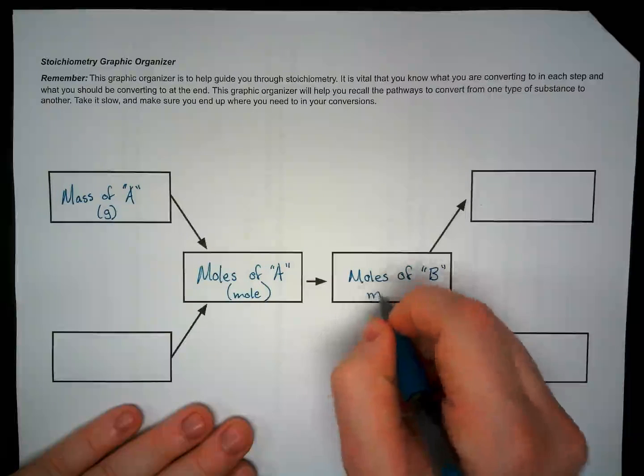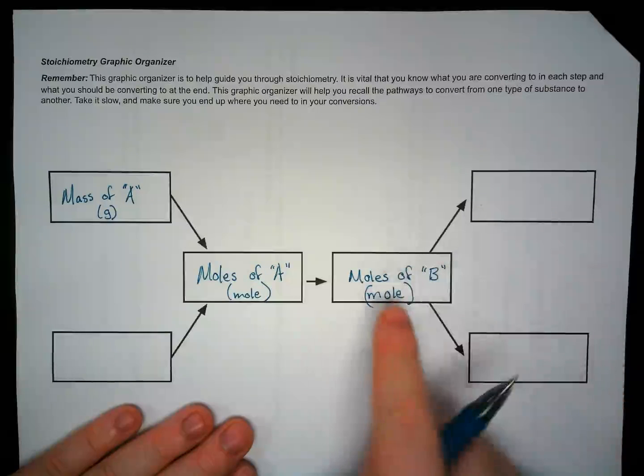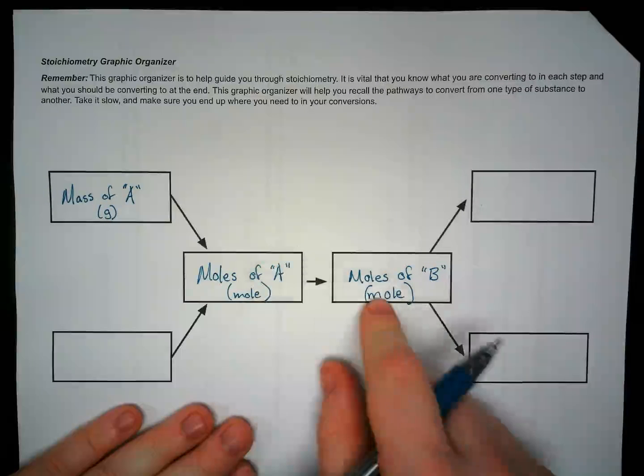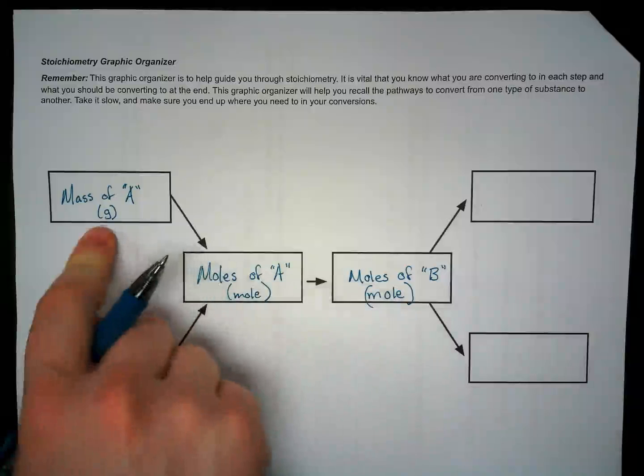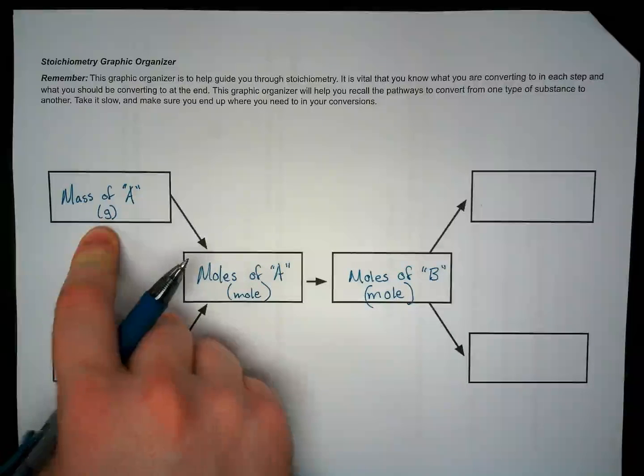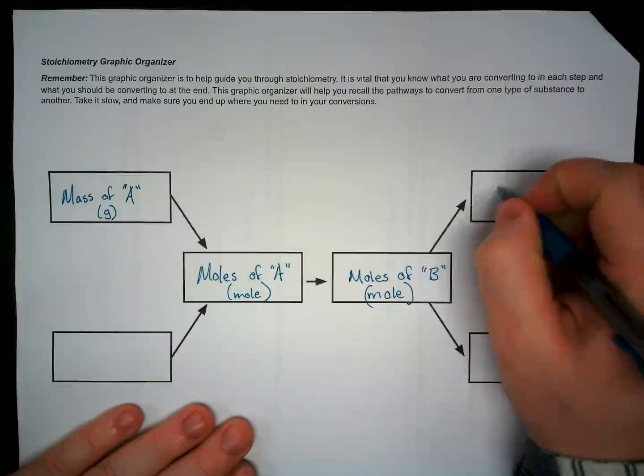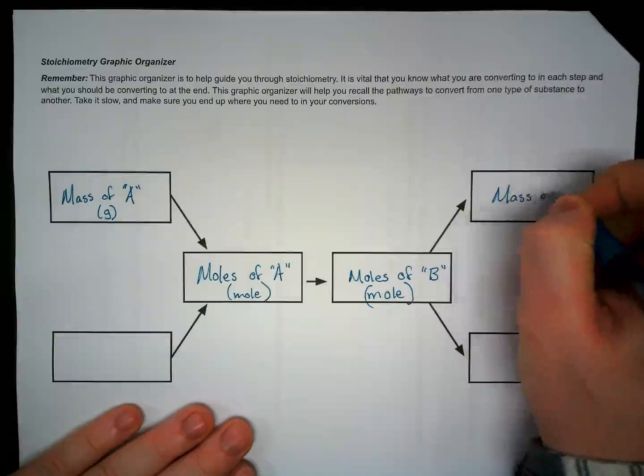Now sometimes that's going to be enough; in some problems, we just have to go from mass of A to moles of B. But there are also going to be problems where we start with mass of A and we have to go to mass of B.